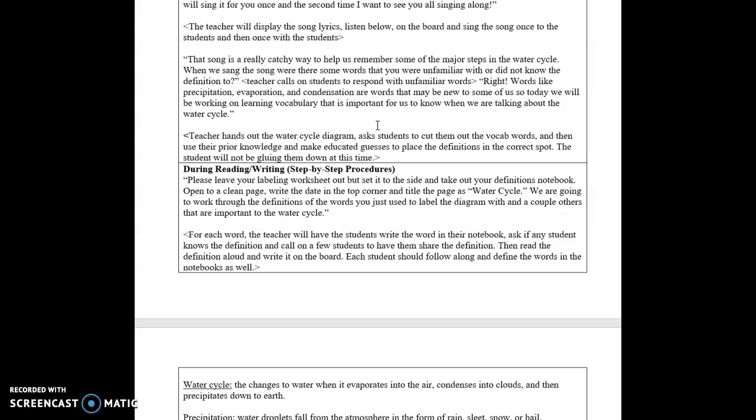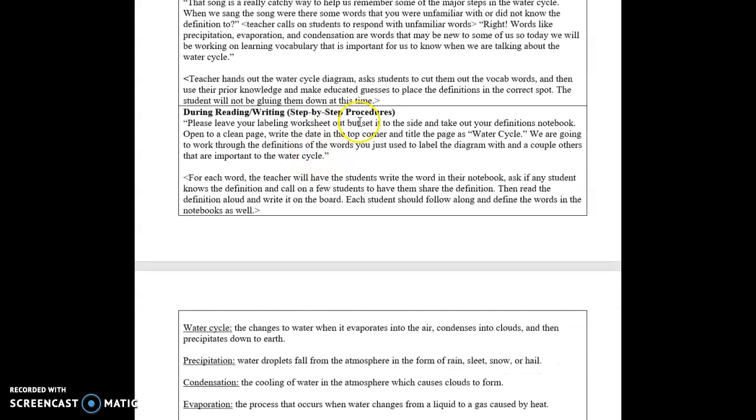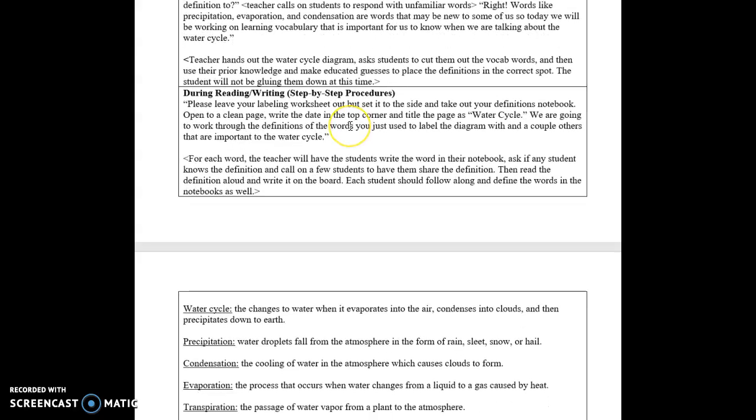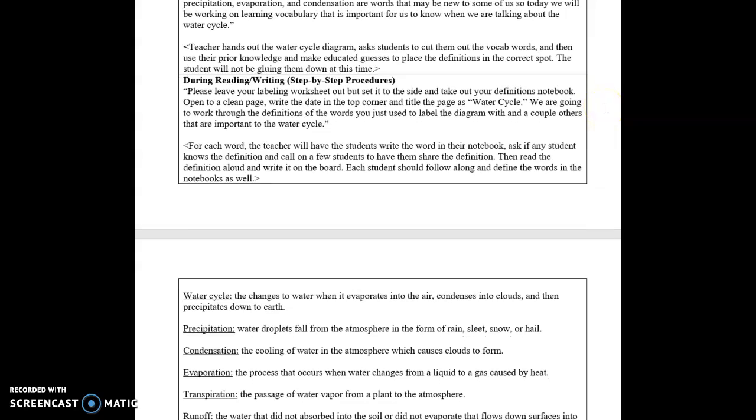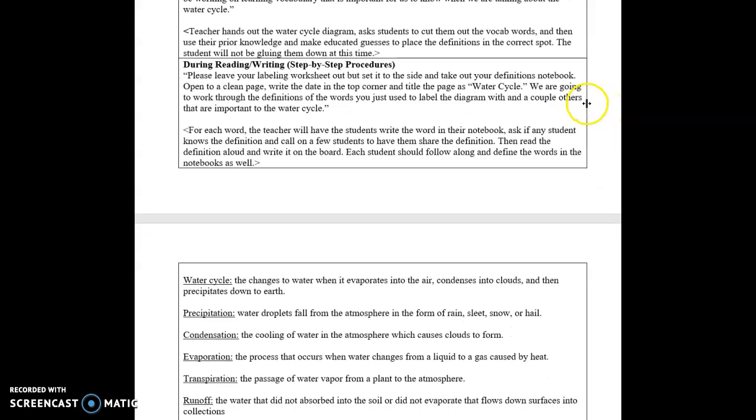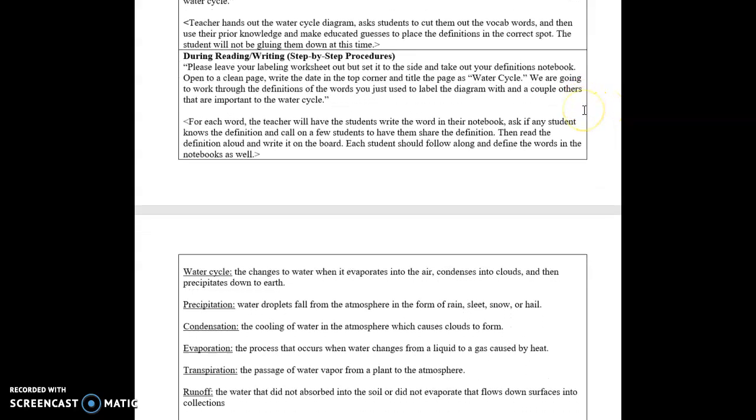So during the lesson, I would have the students put their labeling worksheets aside and take out their definition notebooks, just a notebook that they already have that they store their definitions for different lessons in, like their own little personal dictionary. I would have them title the page water cycle, put the date on it, and tell them that we are going to work through the definitions of the water cycle.